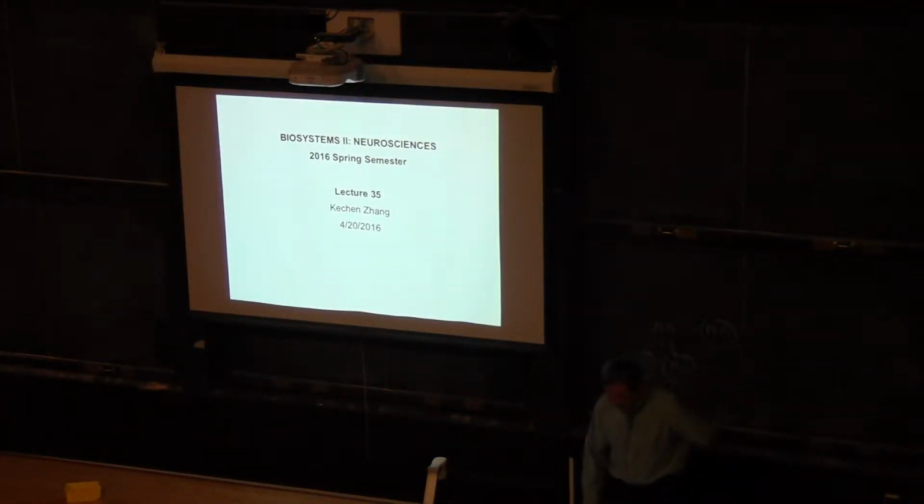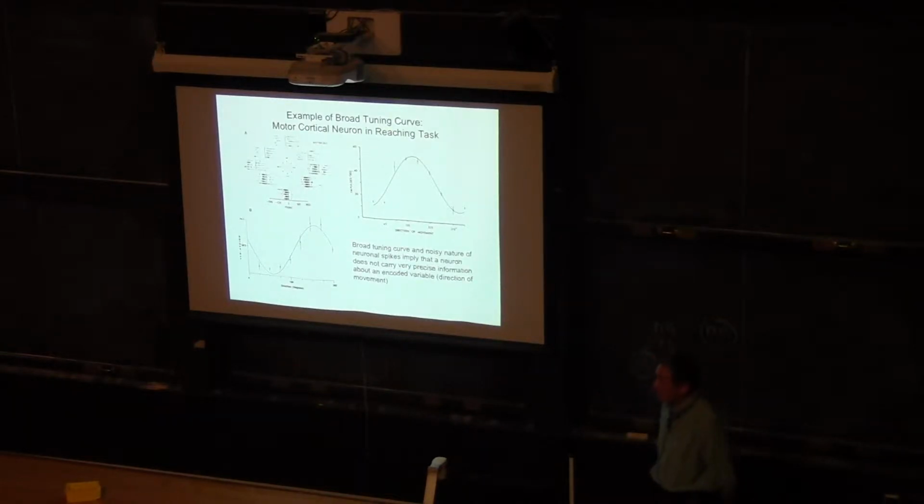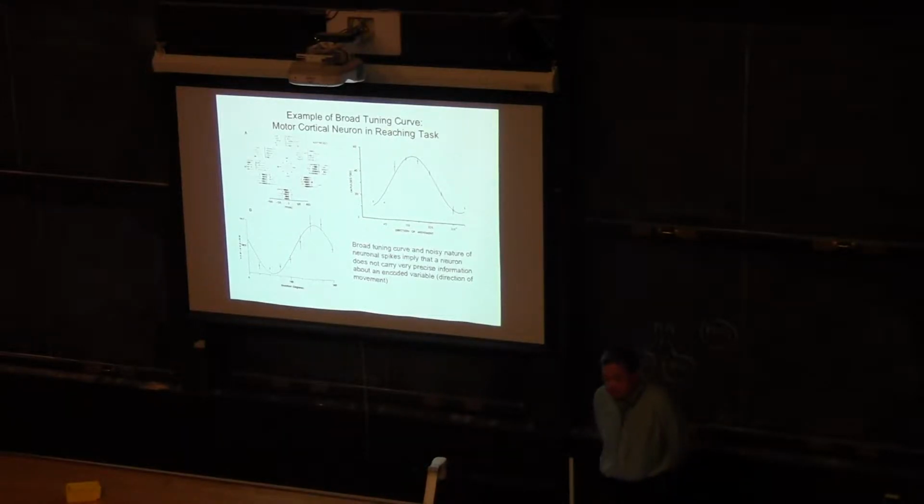All right, this is my last lecture. We're going to talk about population coding and decoding. We all know that the information in the brain is distributed among many neurons. So each individual neuron may not carry as much information as necessary to do some task.